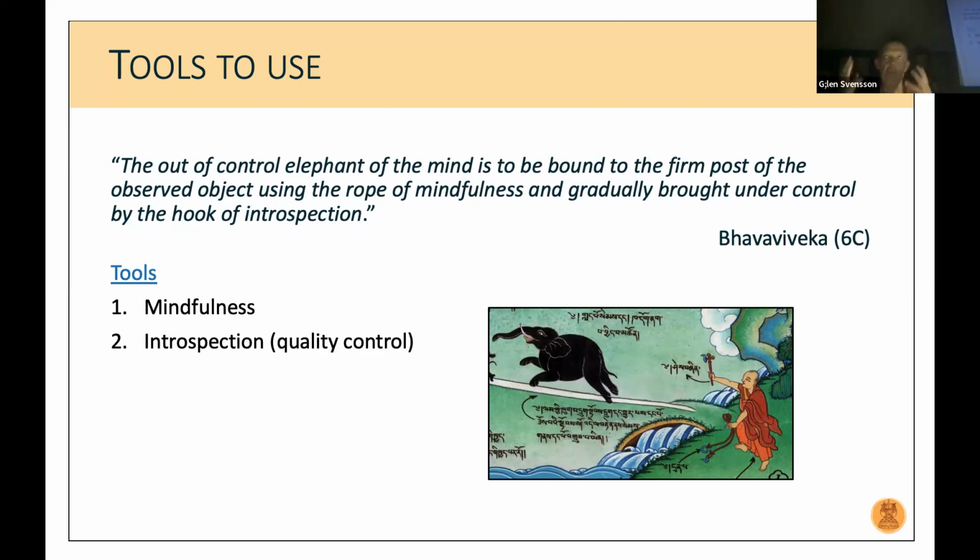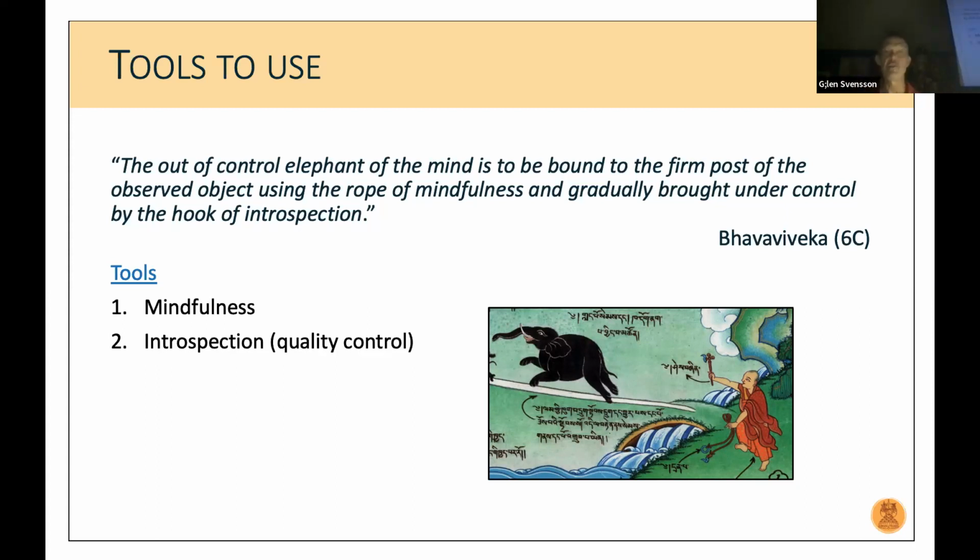So the analogy is, our mind is like a wild elephant, rampaging everywhere, destroying things in its path. So what we are to do is to tie that elephant of our mind with a rope of mindfulness to the object. So mindfulness is like the rope that we are holding, tying to the object. But then we need quality control to notice, are we still holding the object or not? And that's the job of introspection, is quality control. So we can see this in this picture here that we're going to look at in more detail next session when we look at the stages of progress.